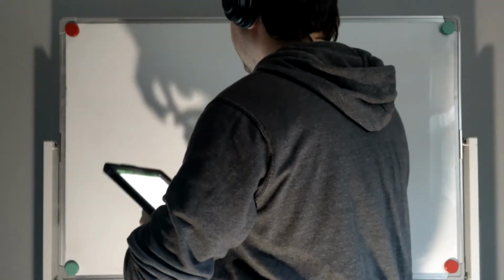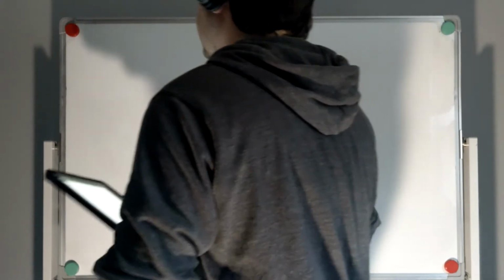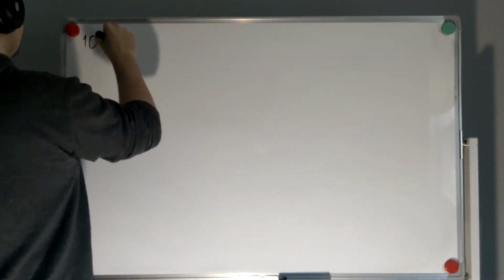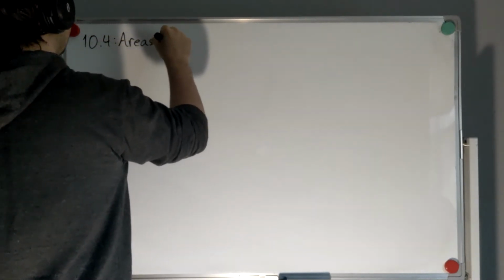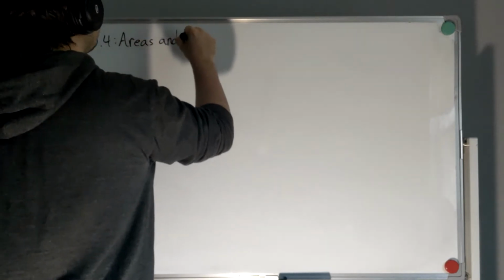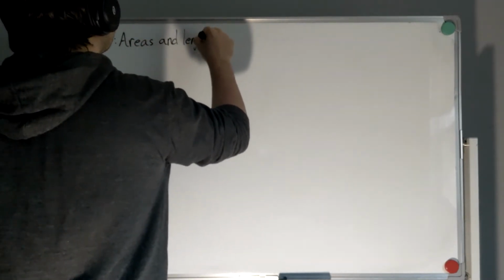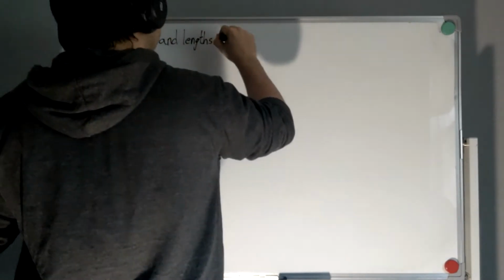All right, and so now in our final lecture, we just have one more thing to discuss. 10.4 is about areas and lengths in polar coordinates.